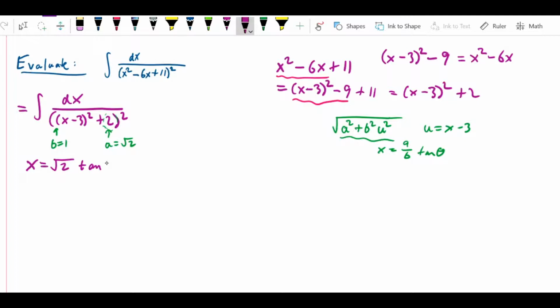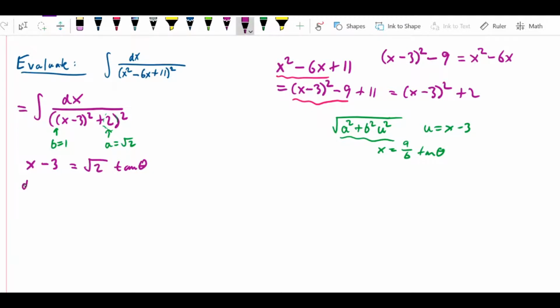Or sorry, not x. Let me back up for a minute. It's not x, it's x minus 3. x minus 3 equals the square root of 2 tan theta. You may wonder, how can I possibly do this? How can I just say x minus 3 equals the square root of 2 tan theta? Well, it shouldn't really bother you. This is no different from saying x equals the square root of 2 tan theta plus 3. It really doesn't matter which side of the equal sign I put the constant on. It just comes out a little nicer this way.